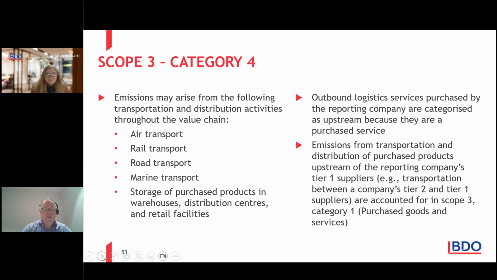Some of the examples there: air transport, rail, road, marine, storage. Storage is a big one, particularly if you've got clients who manufacture food. There's refrigerated storage that's off-site that they outsource to someone. That's where you would look at those suppliers and say, can you tell us what your emissions are so that we can factor that in? And that could be quite a large one, given that there's electricity and other fuels going into the provision of that service.